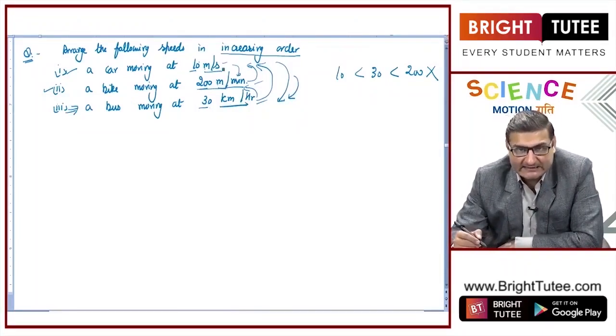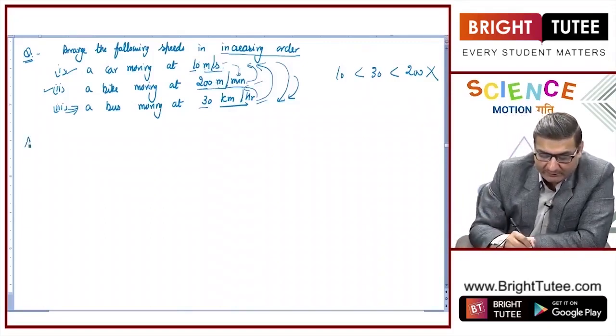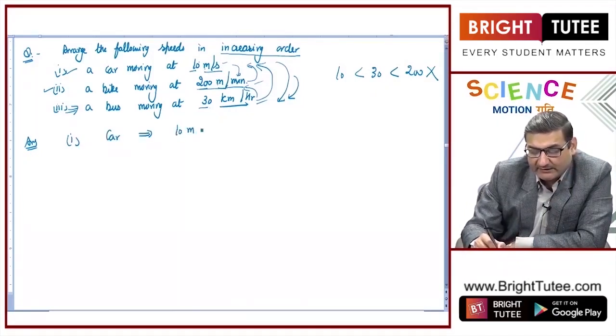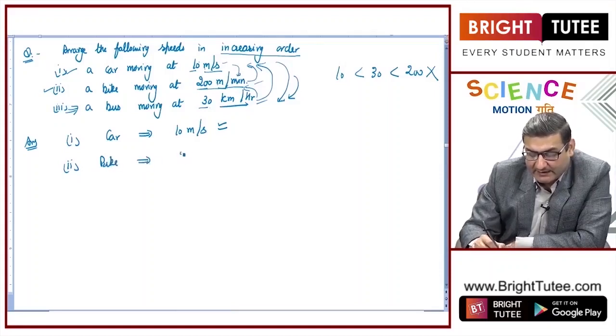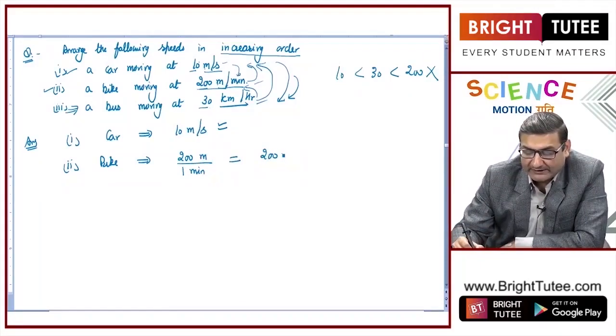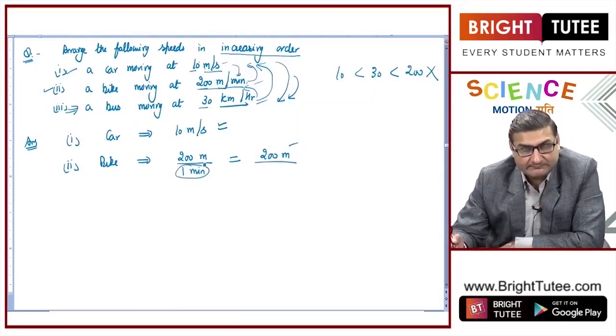Let us try taking it in SI units, that is meter per second. Now, if I talk about meter per second, for the car, the speed is already given as 10 meter per second. I'll keep it as it is. Now, the bike is traveling at a speed of 200 meters per minute, or I can say 200 meters upon 1 minute, right? The unit I want is meter per second. So, in the numerator, the unit is already 200 meters, that is okay, but in the denominator, I have got 1 minute. So, I will be converting this minute into seconds.